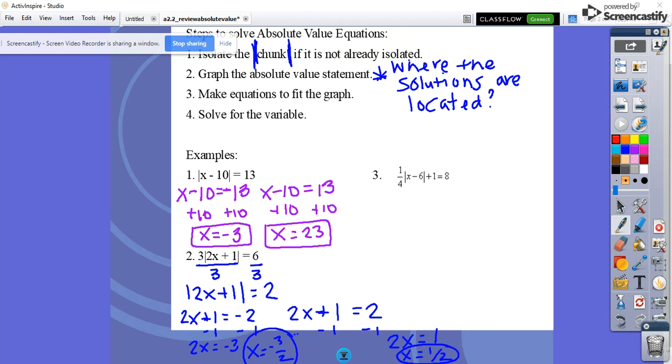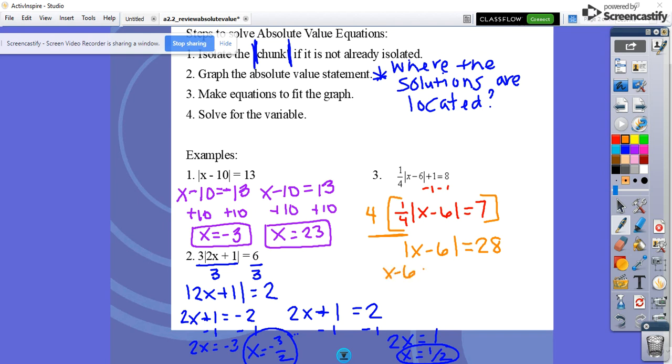So first step is minus 1 minus 1. So 1/4 absolute value x minus 6 equals 7. Now we've talked about this a couple of times in class. The much easier thing to do instead of dividing by fractions is to multiply by the fraction. What that does is it cancels this 4 and 1/4. So I get absolute value x minus 6 equals 4 times 7, which is 28. Now I have an absolute value isolated and I can split into 2 parts.